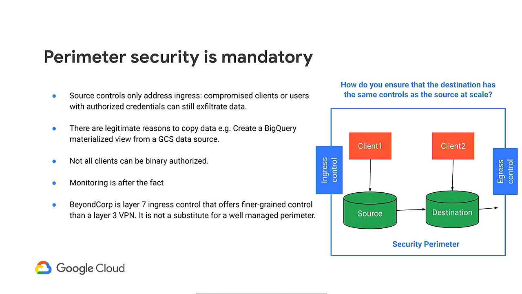There are legitimate reasons in many business scenarios to actually copy the data. For example, you create a BigQuery materialized view from a GCS data source. That's a really legitimate use of why you would want to copy the data, and you don't want to prevent that from happening. Not all clients can be binary authorized. This is pertaining very specifically to containerized clients, which you can have immutable infrastructure around, and so on and so forth. Monitoring is after the fact. So if somebody can do bulk copying, monitoring does not help much.